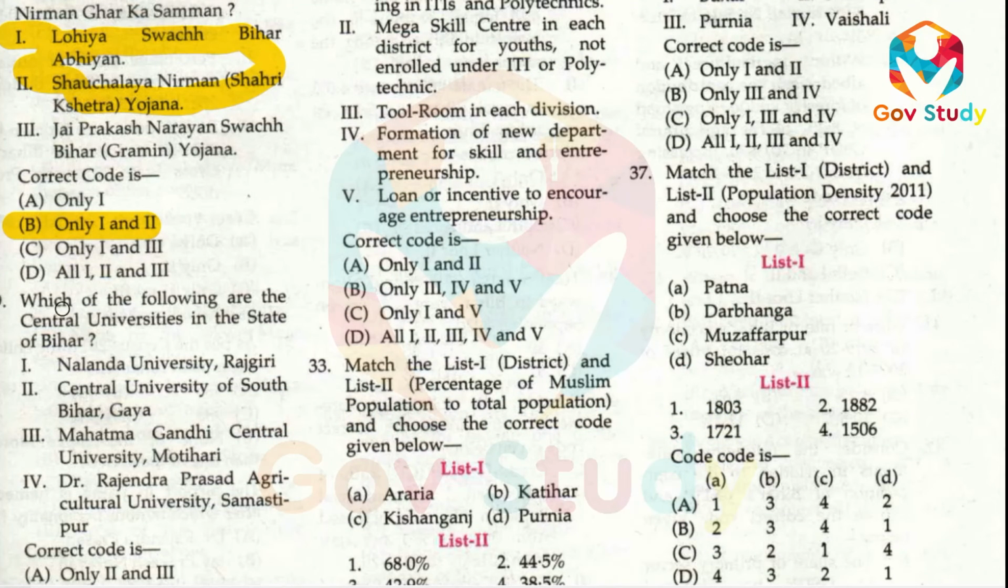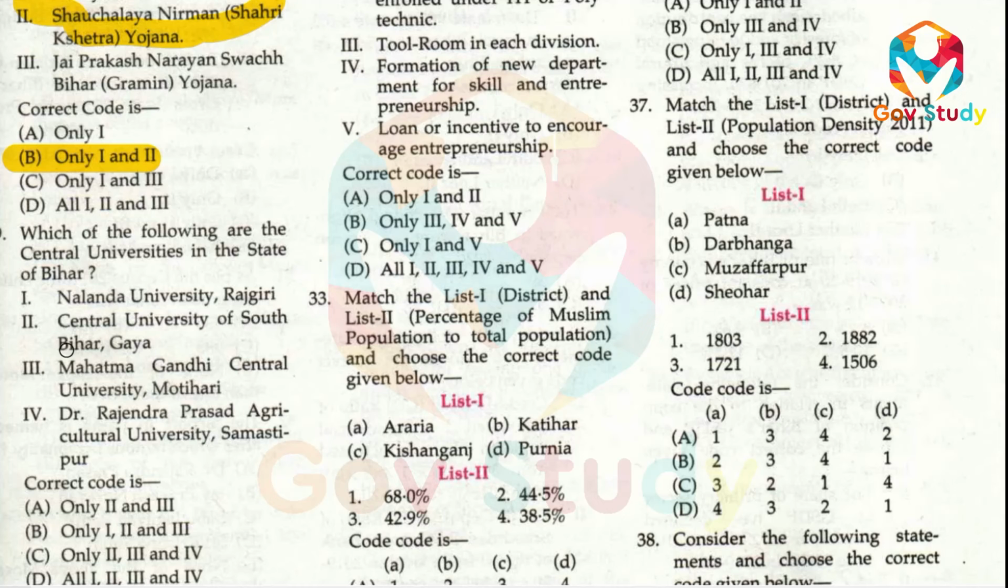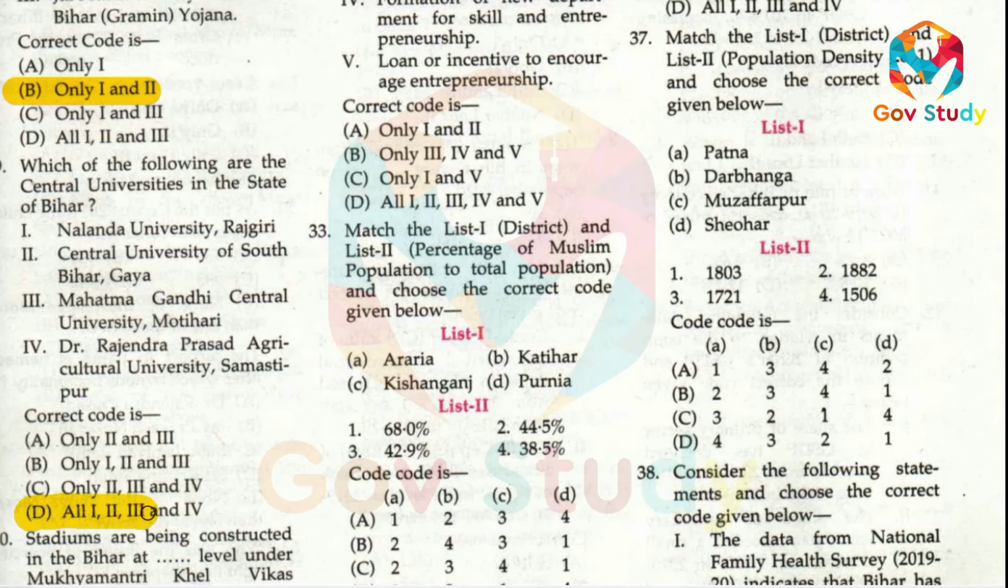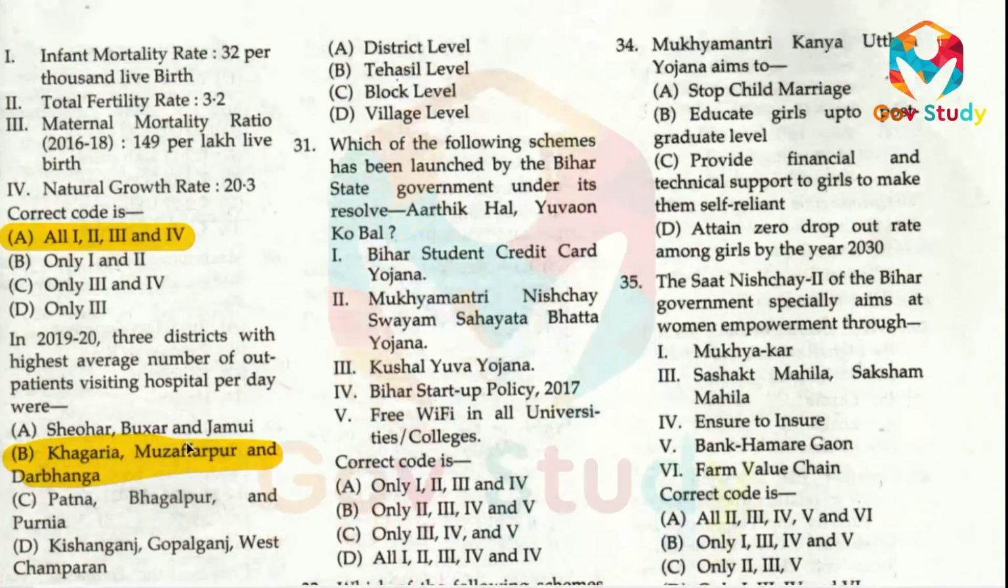Next question. Which of the following are the central universities in the state of Bihar? Nalanda University, Central University of South Bihar Gaya, Mahatma Gandhi Central University Motihari, Dr. Rajendra Prasad Agriculture University Samastipur. Correct answer is D, all options are correct. Stadiums are being constructed in Bihar at what level under Mukhyamantri Khel Vikas Yojana? District level, tehsil level, block level and village level. Correct answer is C, block level.